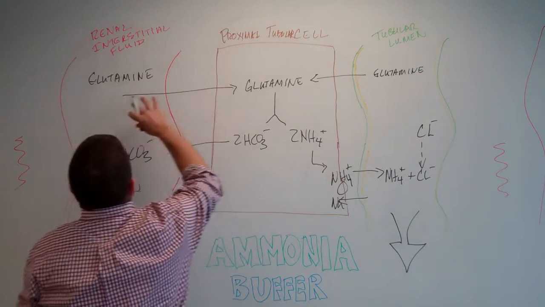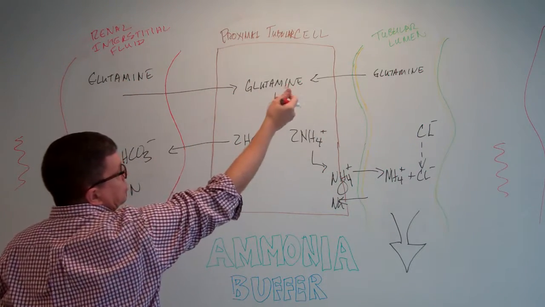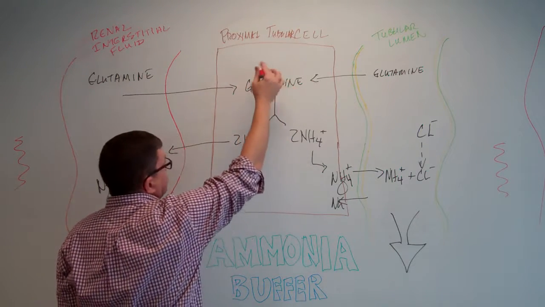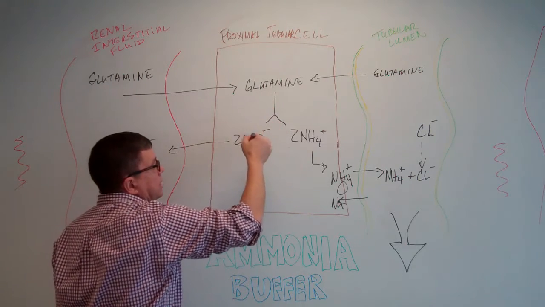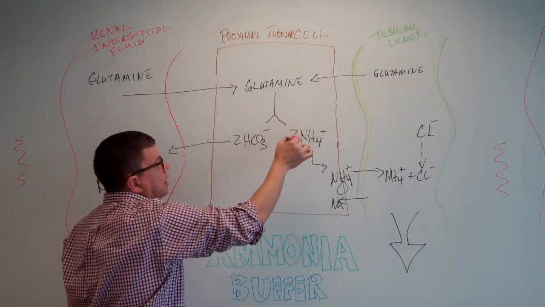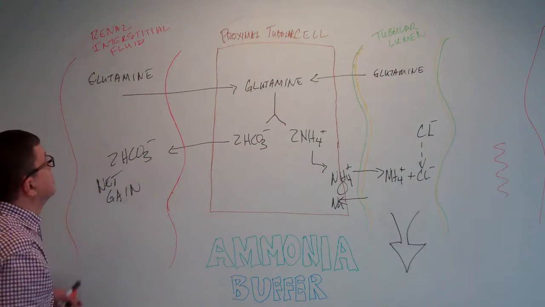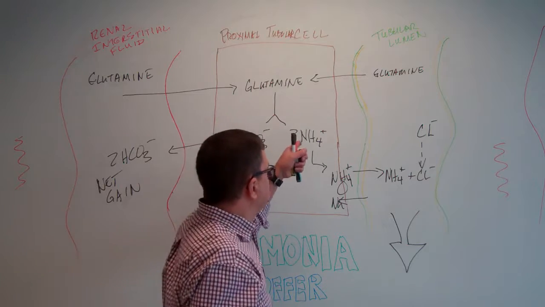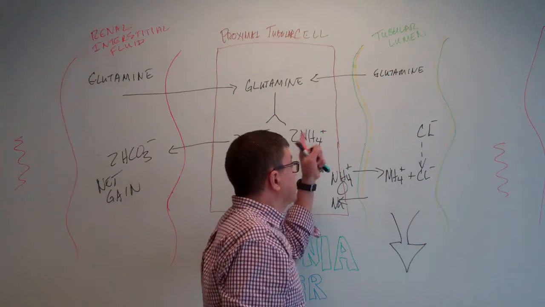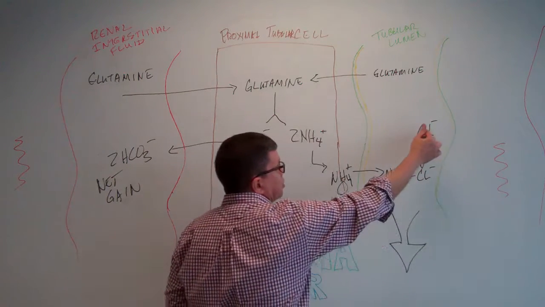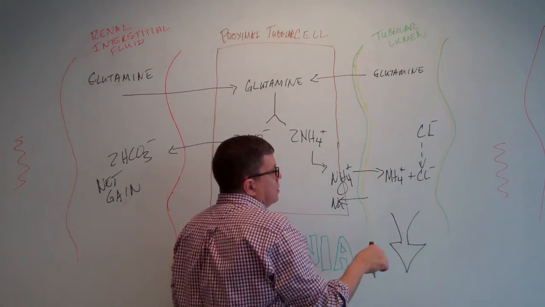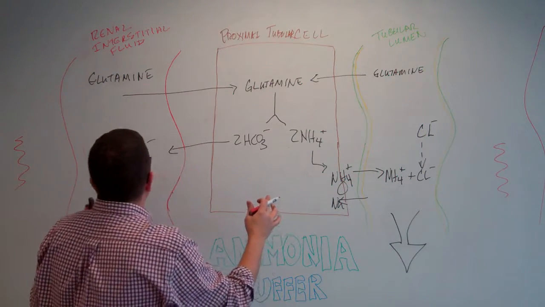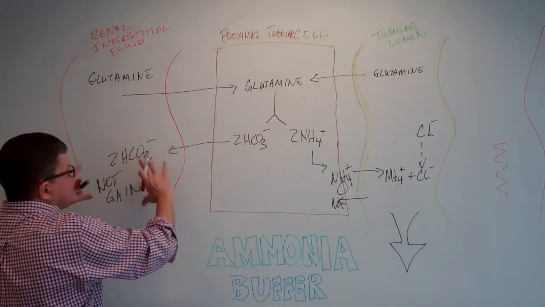Glutamine, again, comes from the renal interstitial fluid, and could come from the tubular lumen also, according to Guyton. The glutamine enters the proximal tubular cell. The main breakdown products are two bicarb ions and two ammonium ions. The two bicarb ions are reabsorbed back into the renal interstitial fluid, which is a net gain of bicarb. The ammonium ions, through a transporter, head over to the tubular lumen, combining with chloride, and then out it goes, and then sodium comes back in.